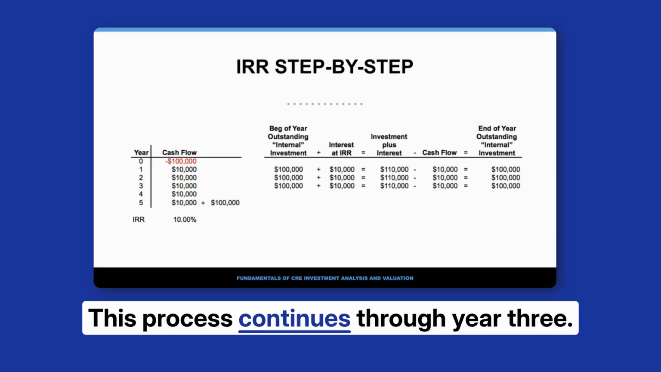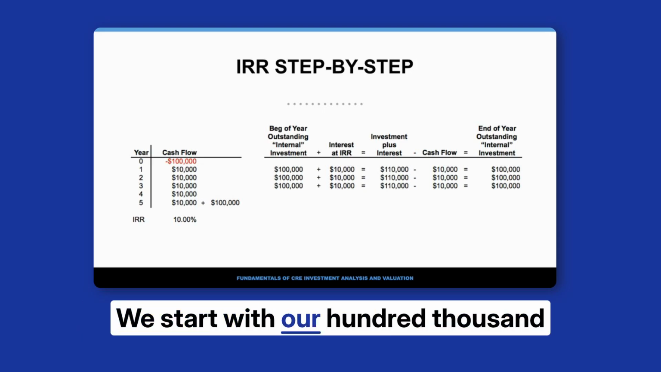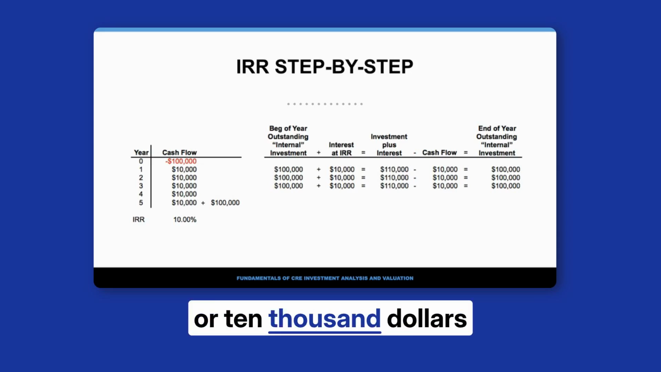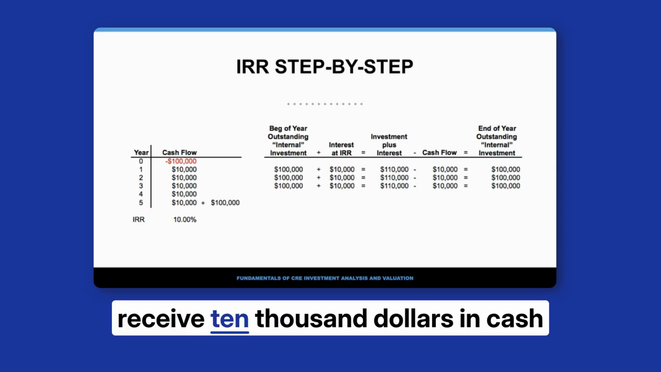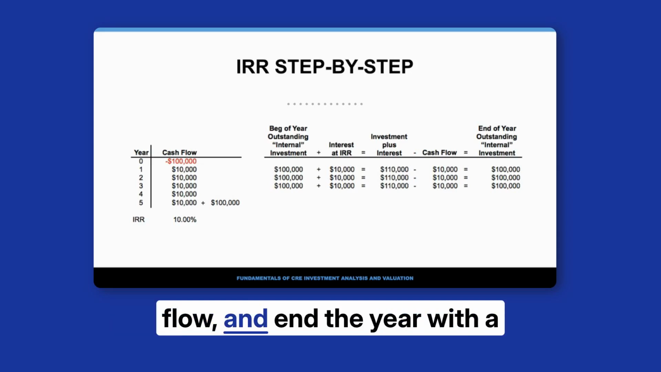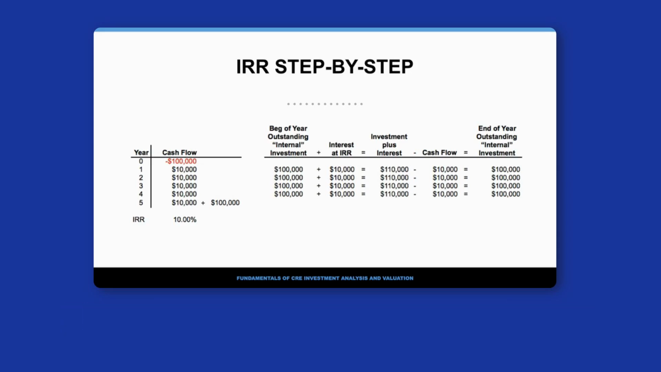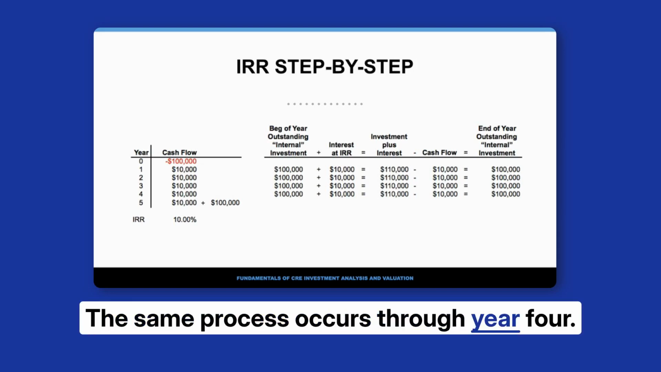This process continues through year three. We start with our $100,000 invested, earn 10% or $10,000, receive $10,000 in cash flow, and end the year with $100,000 remaining in the investment. The same process occurs through year four.